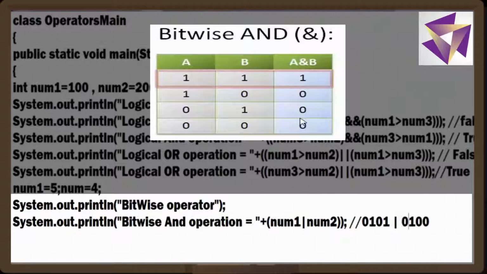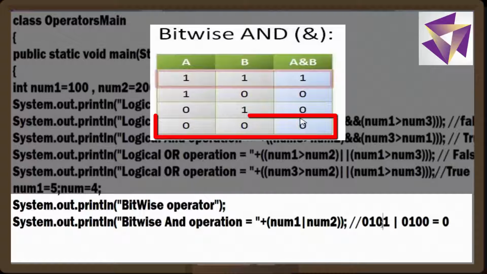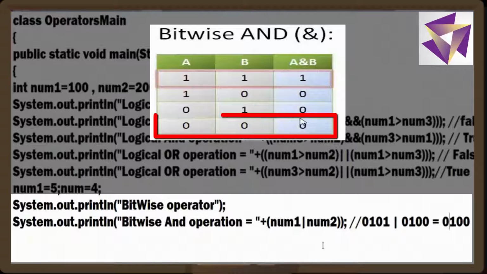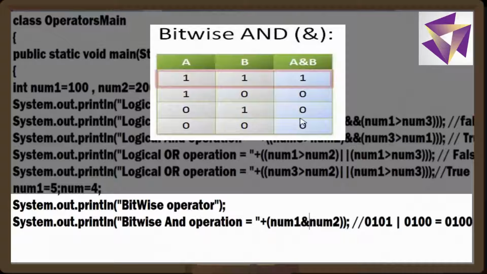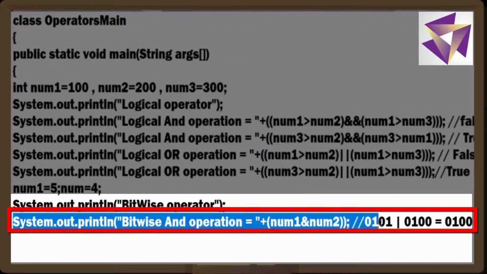Now see what AND says, this is 0 and this is 1, but AND will give you 0 because 0 and 1. This is 0 and this is 0, so AND will give you 0. This is 1 and this is 1, so AND will give you 1, and the last bit will be 0. So this is the bitwise AND operation, and it will give me the same 4 as a value.